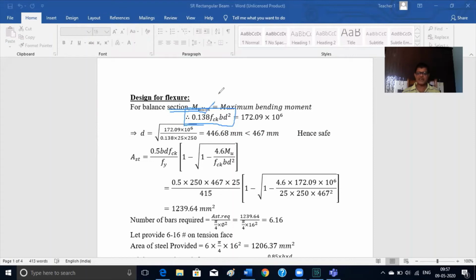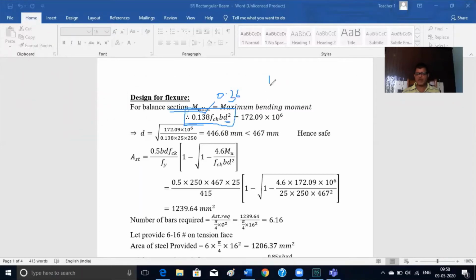This 0.138 comes from that formula: 0.36 into XU maximum by D into 1 minus XU limiting maximum by D. So when you put those things in, you will find these values. So for Fe415, you'll find it's 0.138 FCK BD square. FCK is 20 and B is already 300, and you have to find the value of D.